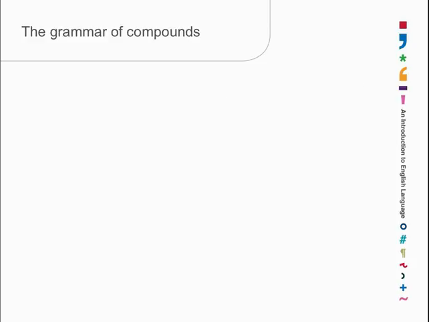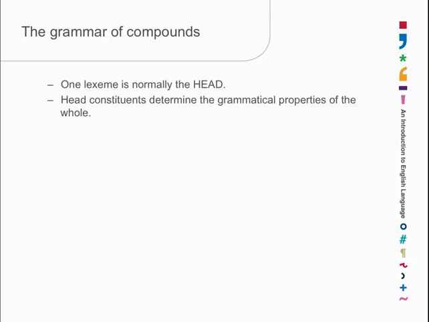There's also a grammar, and here we're going to introduce a really important term which again comes back over and over again. One of the two lexemes in the case of a compound is normally the head part, the head constituent. Heads have important properties. The main property is that they provide the grammatical information for the whole thing. The head constituent determines the grammatical properties of the whole thing. So if the whole thing is a noun, one of the two parts is responsible for turning it into a noun.